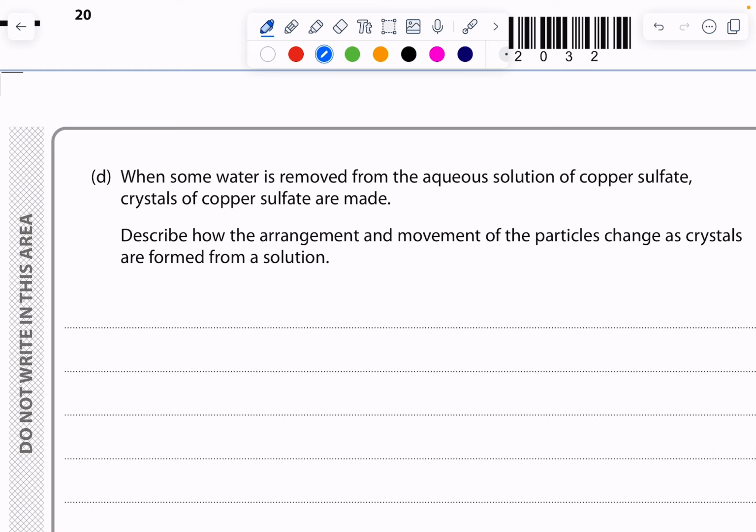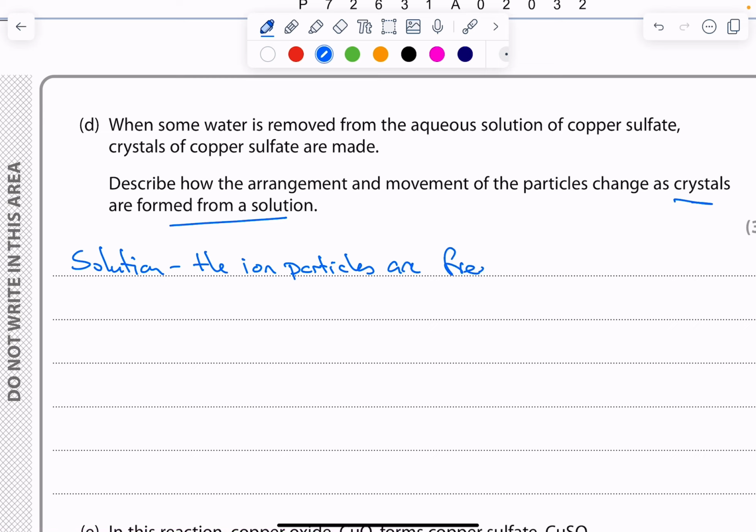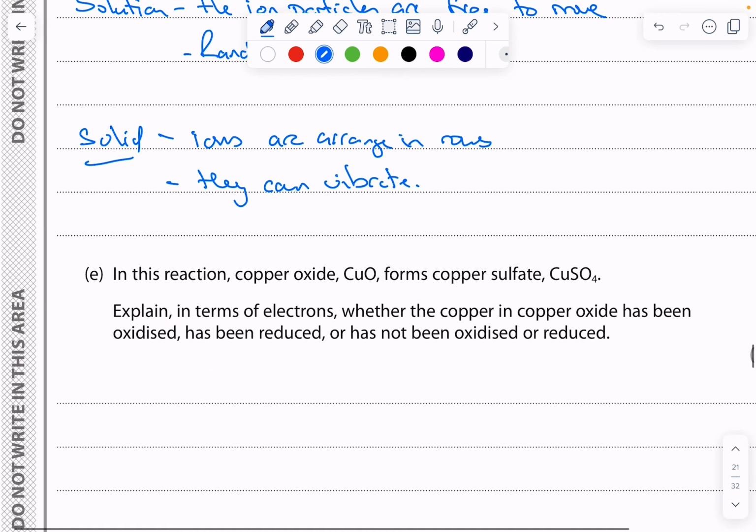So during that process, we just looked at how the arrangement of particles change as crystals are formed from a solution. So in a solution, okay, the particles, the ions, are free to move about. So the ion particles are free to move, and because it's a solution, they will have a random arrangement. As it comes into a solid, the ions are arranged in rows and they can vibrate. So they can't move about, they can just vibrate.